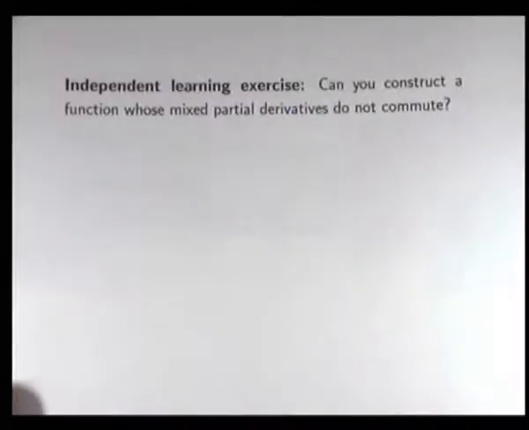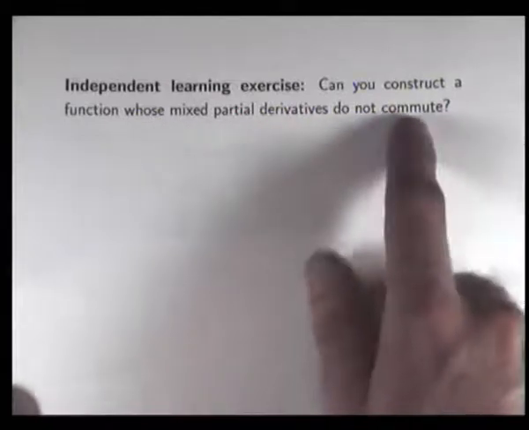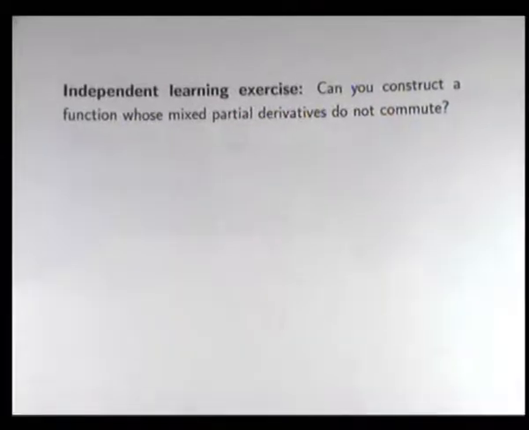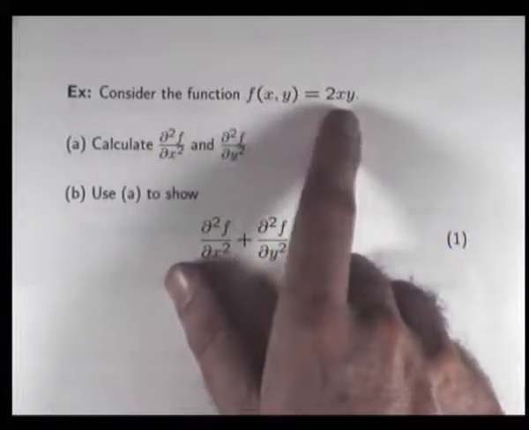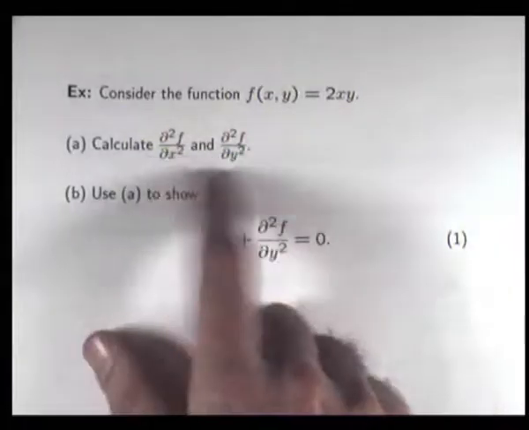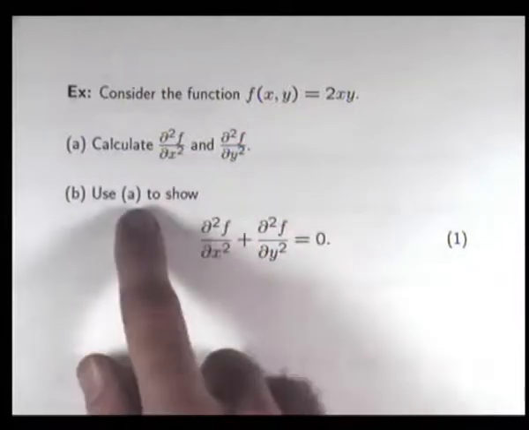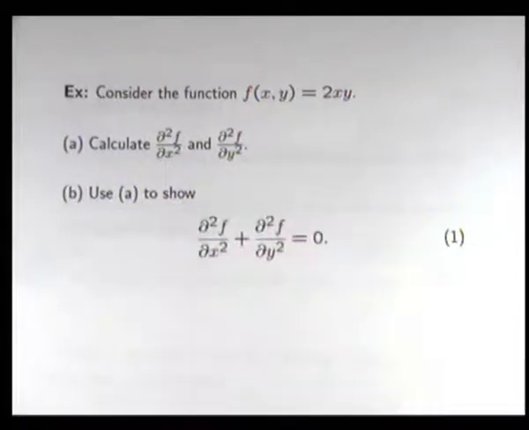And another good exercise is to try to construct a function whose mixed partial derivatives do not commute. In other words, the mixed partial derivatives are not equal. Okay, try to find such a function. All right. One more example. Consider the function given by this f here. Calculate these 2 second-order partials, and then use part A to show that this equation is satisfied.